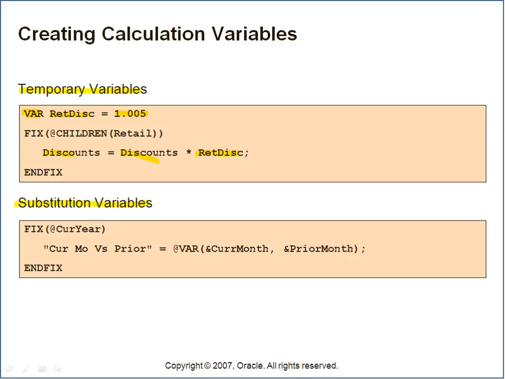Then we have the substitution variable, which is something which we define at a global level for the application. Substitution variables are prefixed by ampersand sign and they will pick up the value that has been specified at the global level.